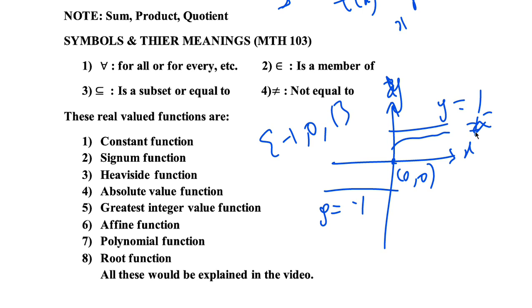That means if you are positive, the output will be 1. If you are negative, the output will be what? -1. While if you are 0, you remain at 0. So what is the domain of a signum function?